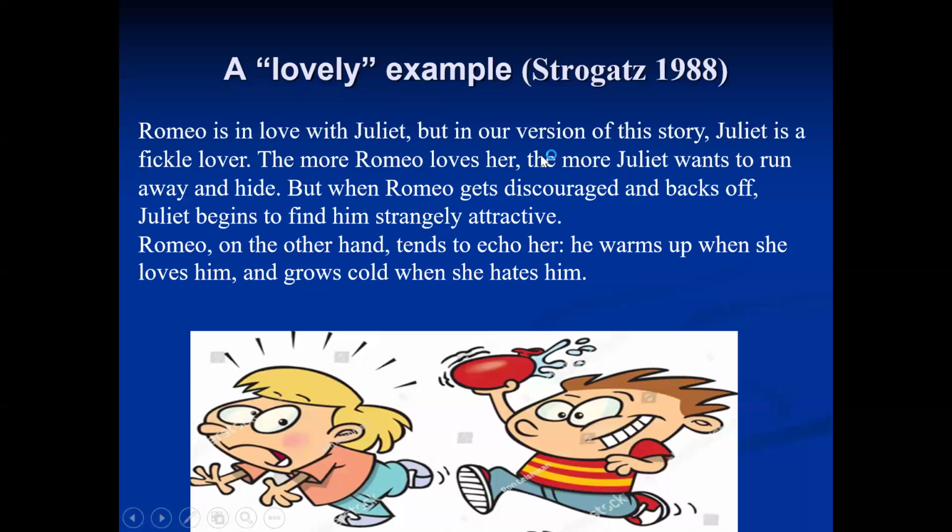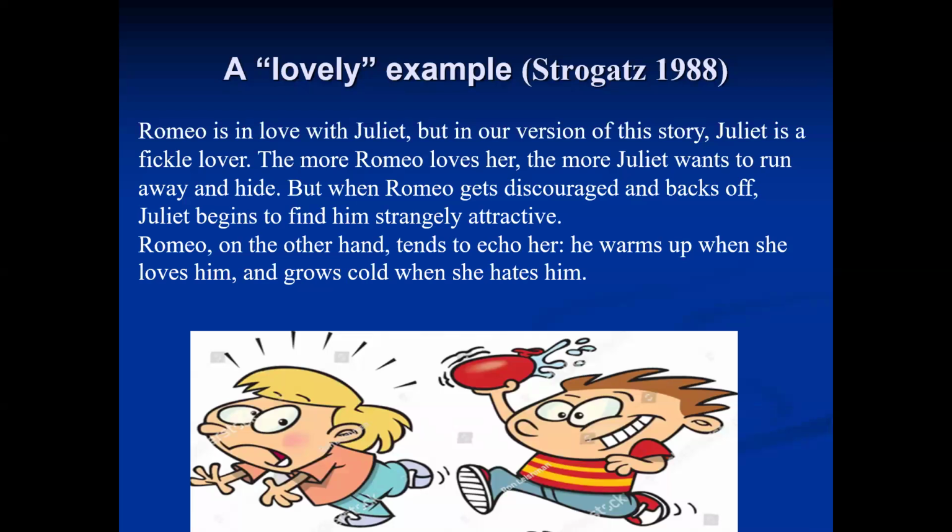So with this background, I want to solve a simple fun problem. Generally, youngsters like this problem. It's called the Romeo-Juliet problem. In this problem, Romeo is in love with Juliet, but they have very strange chemistry between them. If Romeo expresses his love more and more, Juliet gets put off and wants to run away and hide. But when Romeo gets discouraged and starts backing off, then Juliet finds him attractive and goes towards him. Okay, this is how they behave.